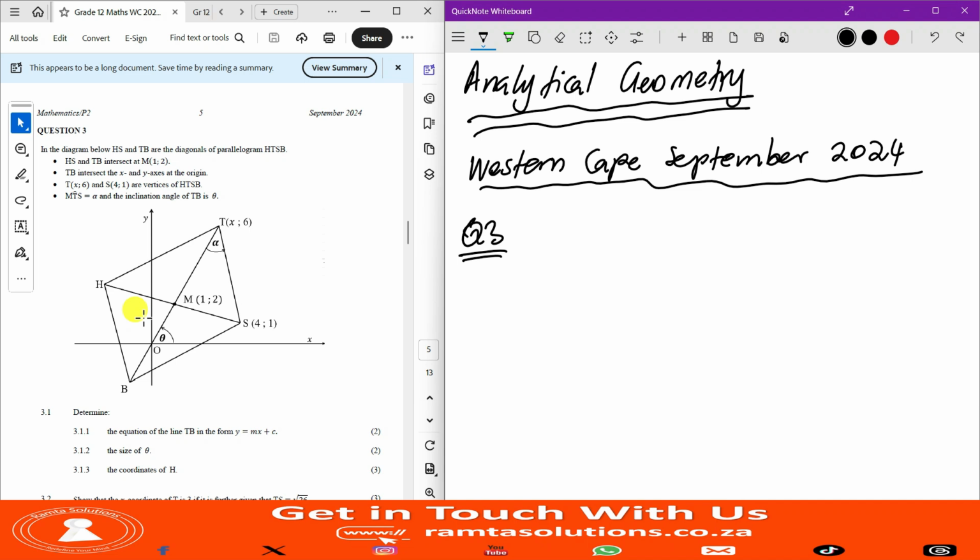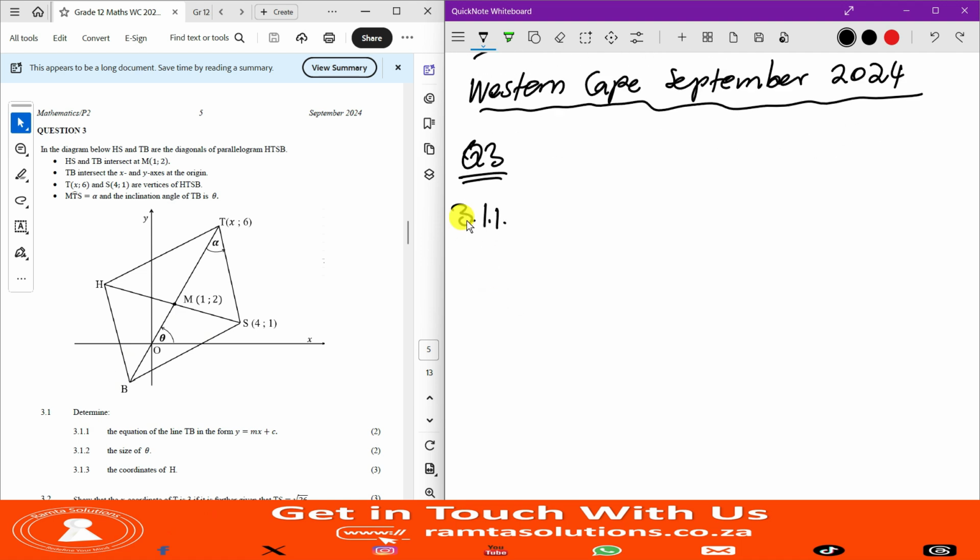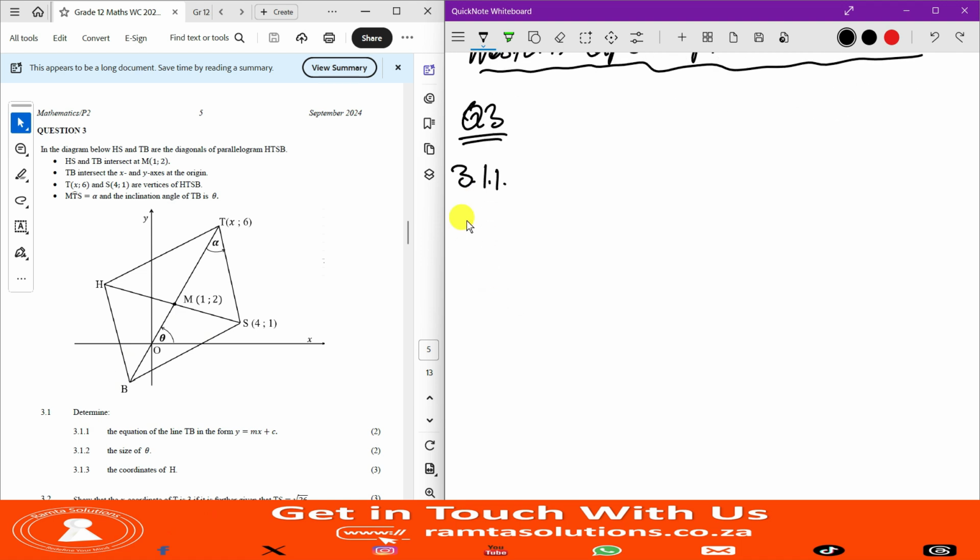Angle MTS is equal to alpha. And then the inclination of TB is theta. All right, I see it. Okay, cool. 3.1.1: determine the equation of line TB in the form y equals mx plus c.